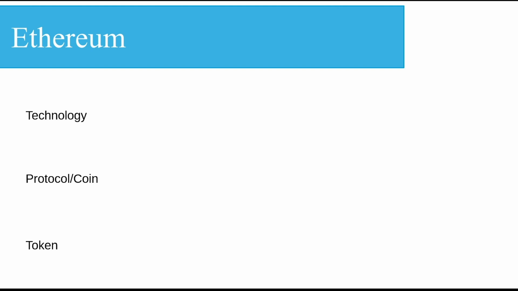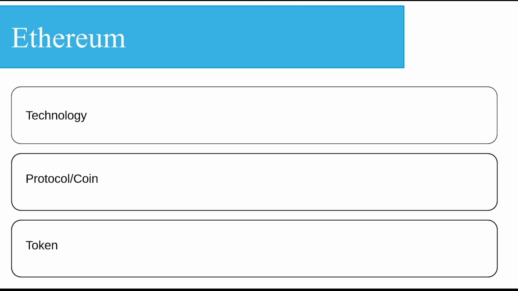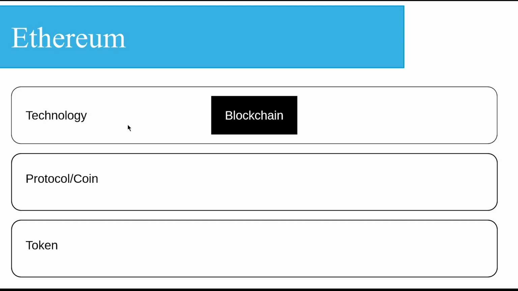So in our cryptocurrency world, mainly there are three layers. One is technology, another is protocol or coins, and the third one is tokens. Now what is this technology? This technology is nothing but blockchain, and we studied about blockchain in our first video, right? Blockchain is nothing but a distributed immutable ledger.